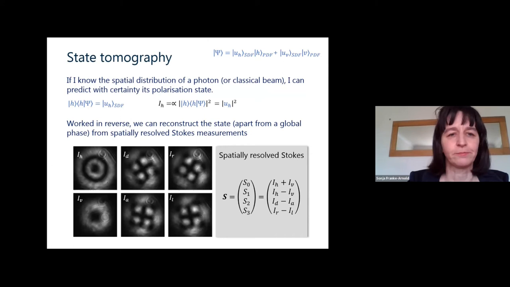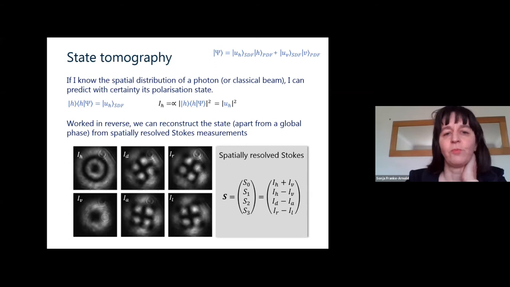The bit I forgot to mention before, the bit that actually is a bit similar to an EPR paradox, is this idea that if we know the spatial distribution of a photon, then we can predict with certainty its polarization state and vice versa. So, reminiscent of EPR. But you can turn that upside down as well by actually measuring the intensity in the different polarization components. And from that, we can get information about our state.